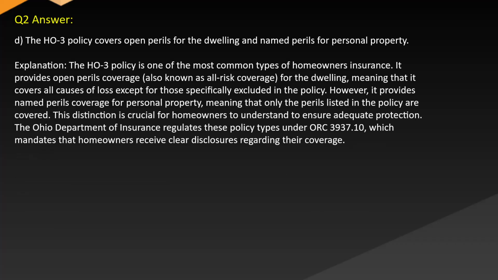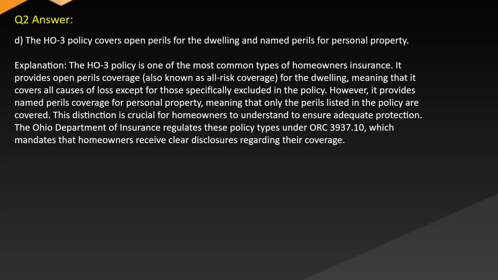Answer: D. The HO3 policy covers open perils for the dwelling and named perils for personal property. Explanation: the HO3 policy is one of the most common types of homeowners insurance. It provides open perils coverage, also known as all-risk coverage, for the dwelling, meaning that it covers all causes of loss except for those specifically excluded in the policy.